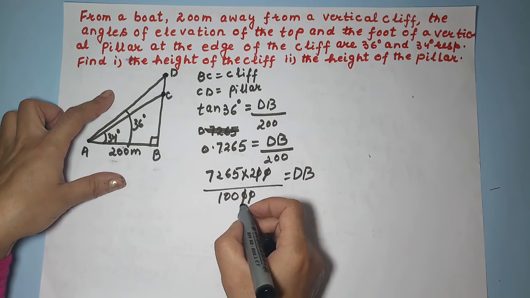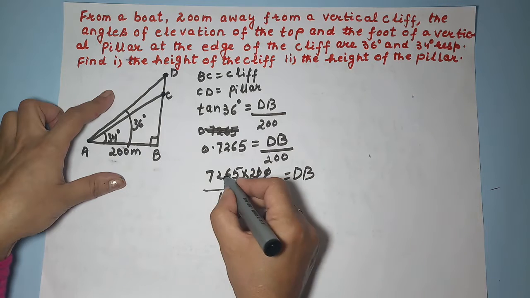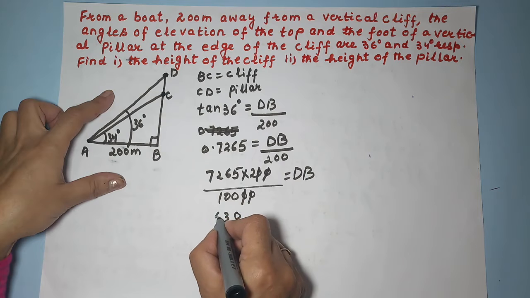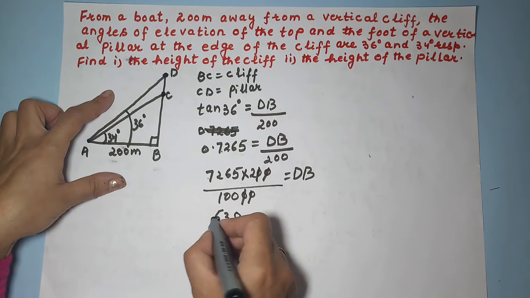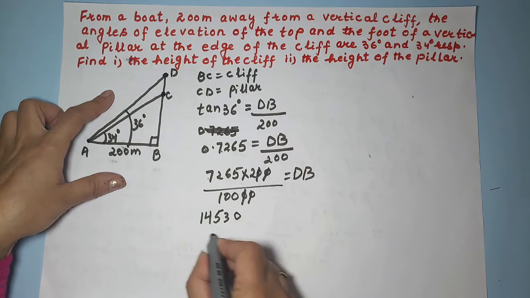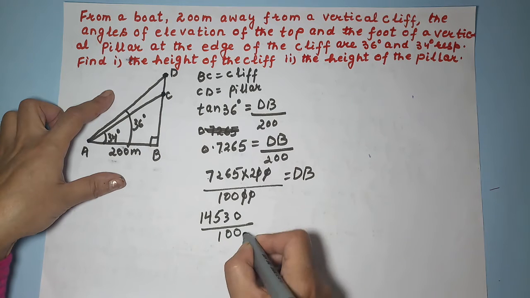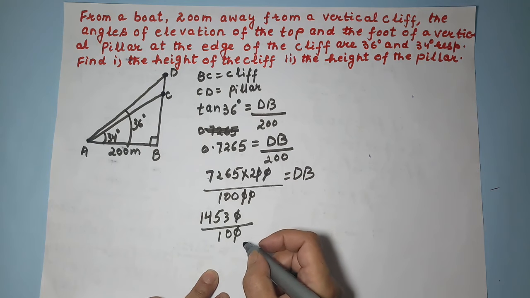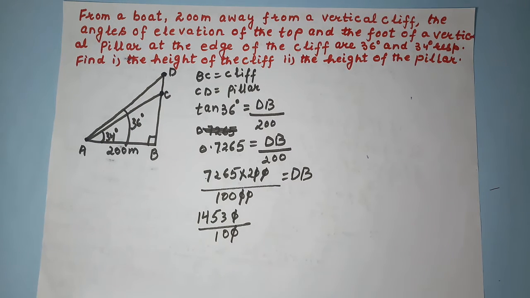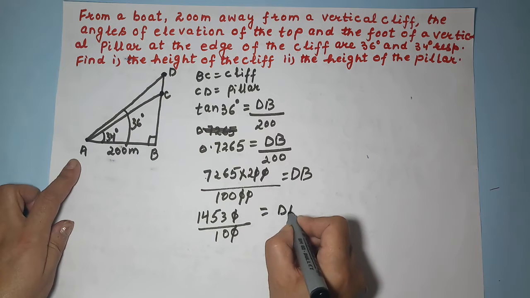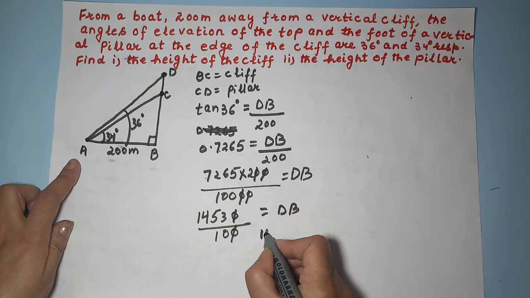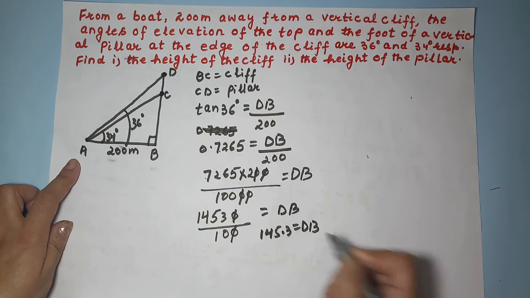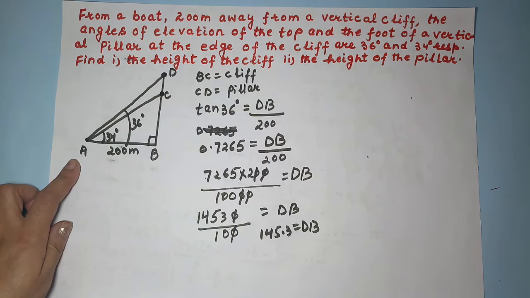Let me multiply. 5 2s are 10, 2 6s are 12 and 1 is 13, 2 2s are 4 and 1 is 5, 2 7s are 14, divided by 100. So the 10 and 100 zeros will go. So I am left with, how much is my DB? 145.3 is my DB. Alright, let me keep it as it is.